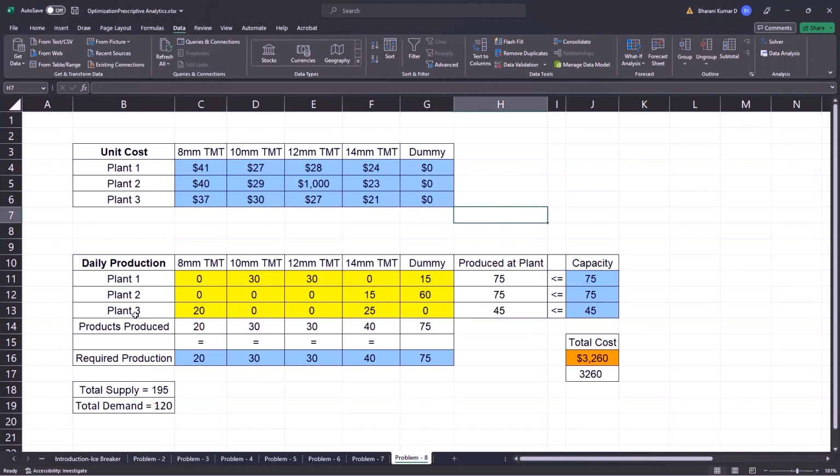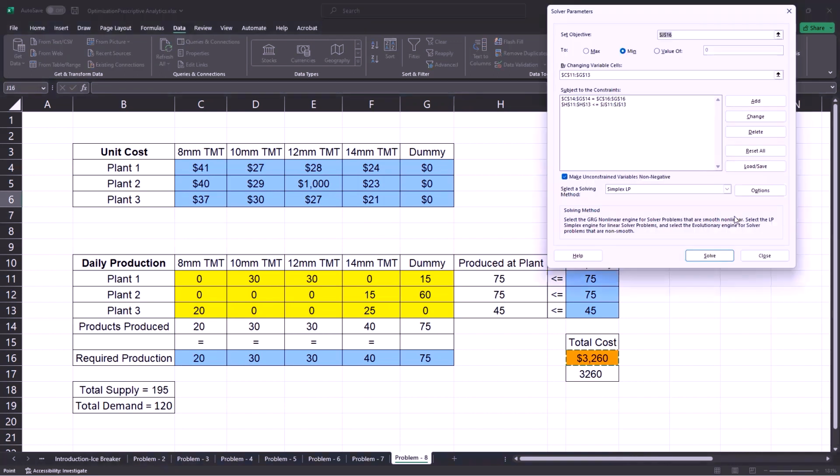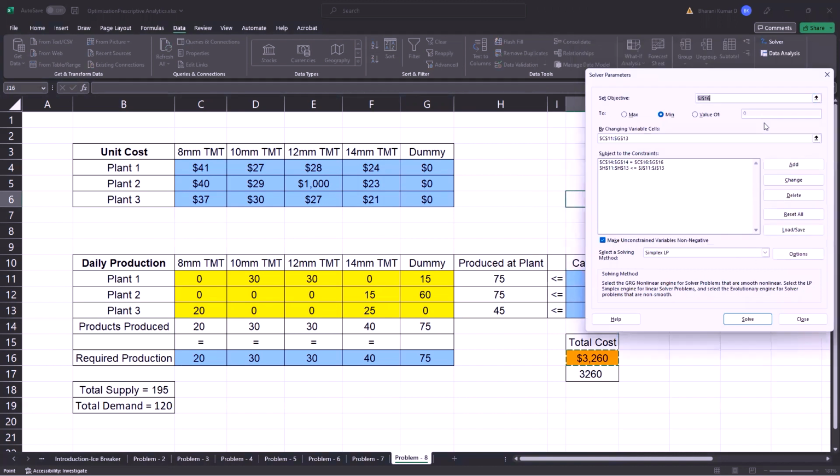Okay, I'll also explain here that the entire 20 units of 8 mm would come from plant 3. The entire 30 units of 10 mm rods which are required would come from plant 1. The entire 12 mm which is required would come from plant 1 once again. But 14 mm would come both from plant 2 and plant 3. And that is how things are given. However, I just wanted to quickly show you what happens if I were to ignore the dummy variable, right?